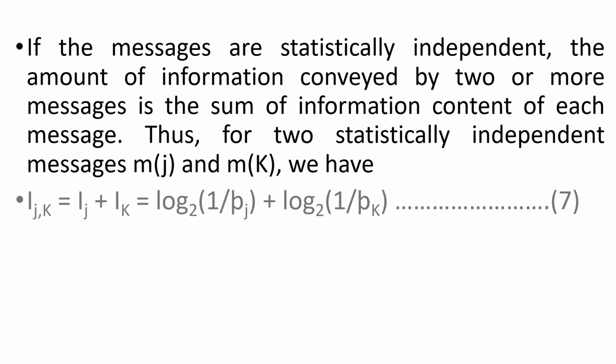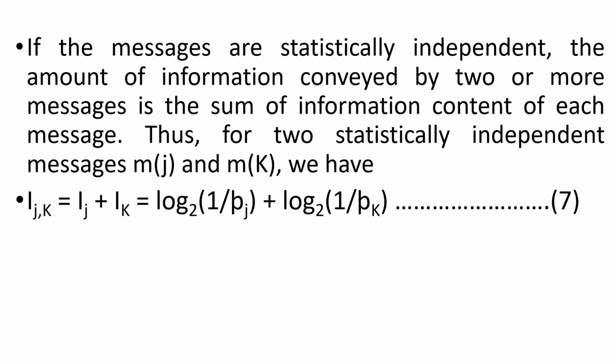If the messages are statistically independent, the amount of information conveyed by two or more messages is the sum of the information content of each message. Thus, for two statistically independent messages mj and mk, we have Ijk equal to Ij plus Ik, which is log base 2 1 by pj plus log base 2 1 by pk.